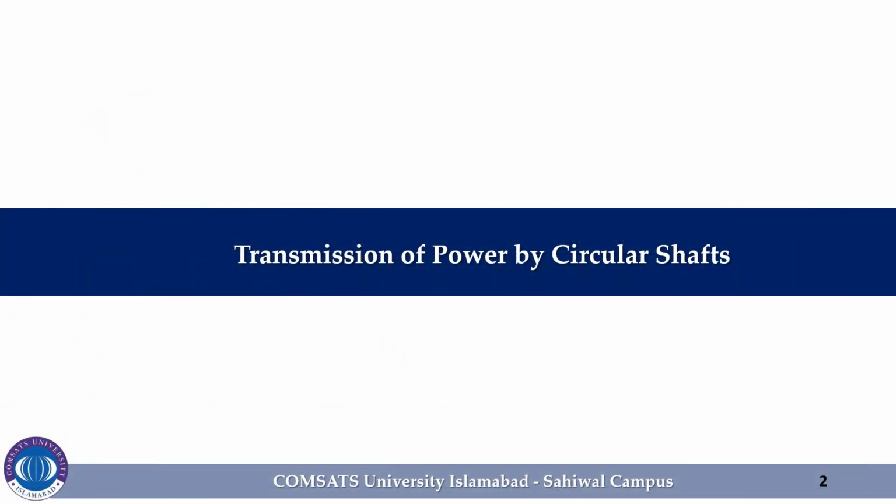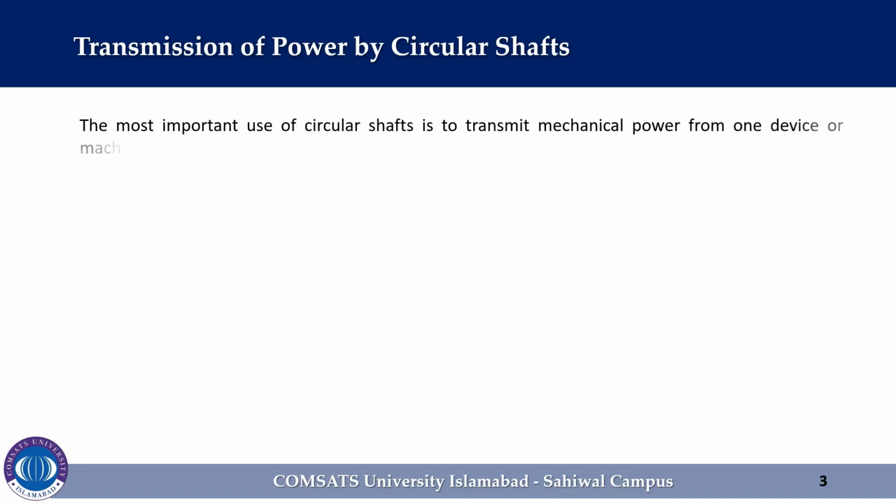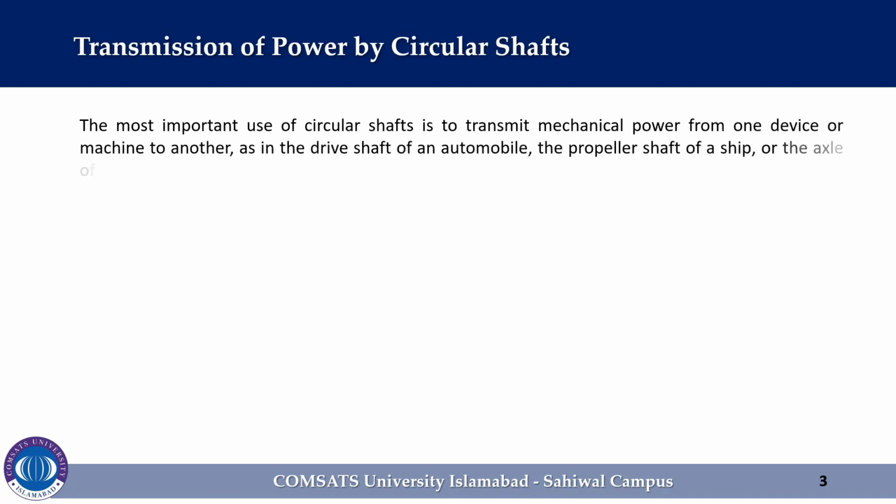So let's start. Transmission of power by circular shaft. The most important use of circular shaft is to transmit mechanical power from one device or machine to another, as in the drive shaft of an automobile, the propeller shaft of a ship, or the axle of a bicycle. The power is transmitted through the rotary motion of the shaft, and the amount of power transmitted depends upon the magnitude of the torque and the speed of rotation.